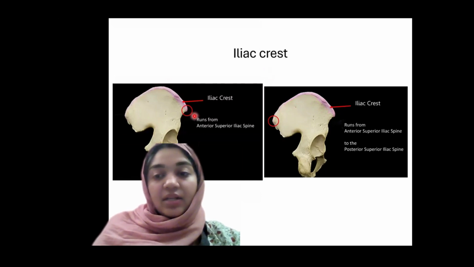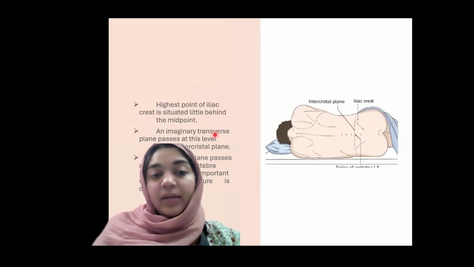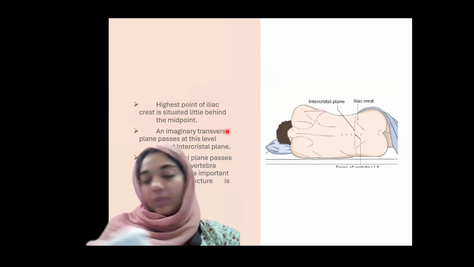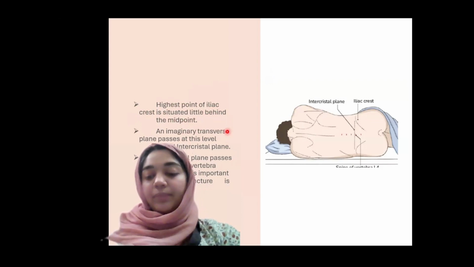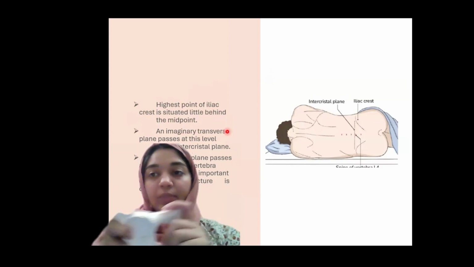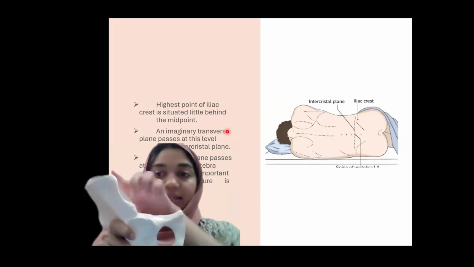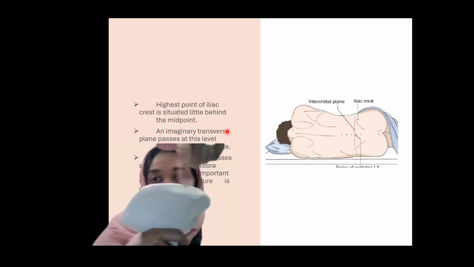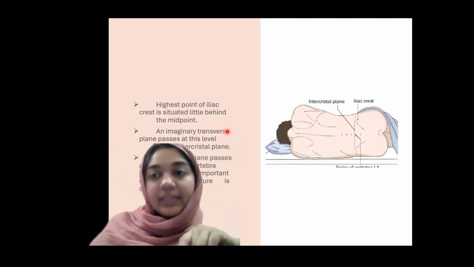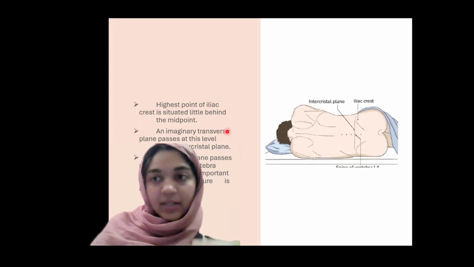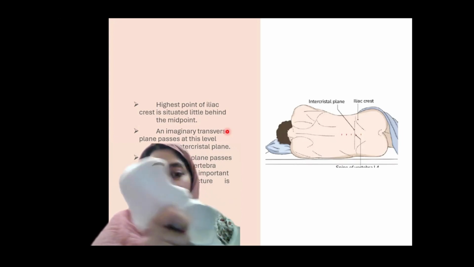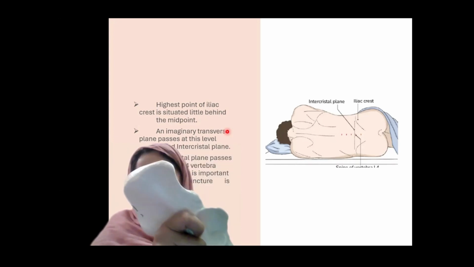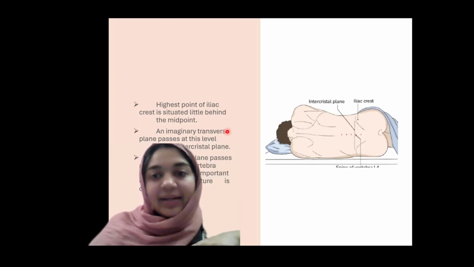Now, the iliac crest runs from the anterior superior iliac spine to the posterior superior iliac spine. An important thing is that the highest point of the iliac crest is situated a little behind the midpoint. So if I keep the bone in the anatomical position, I will be able to see that the highest point of my iliac crest is situated a little behind the midpoint of my iliac crest. Highest means in the anatomical position, which part is highest. It is not the midpoint. It's a little bit behind the midpoint.